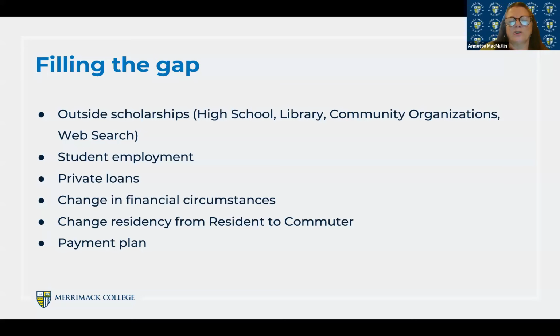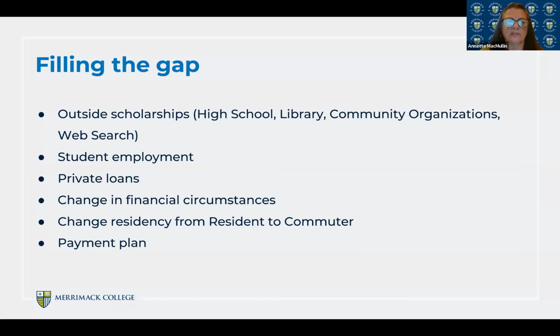I talked a little bit earlier about student employment. Student employment, again, can be work study, which is when you're federally eligible based on your FAFSA data. But also student employment can be on campus where you obtain a job and the college is going to pay you directly on a biweekly basis for student employment.